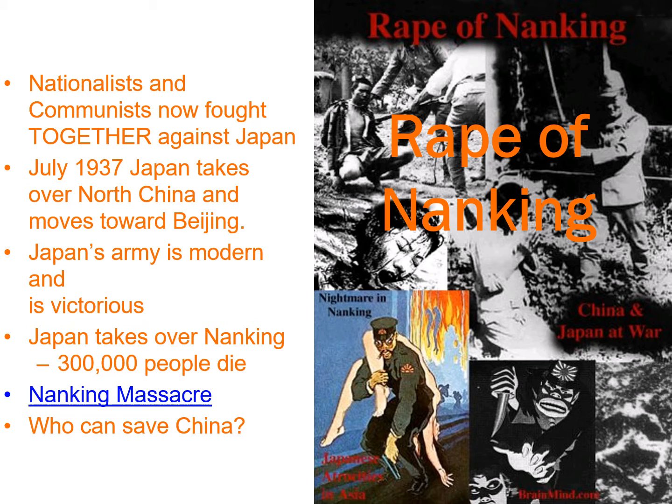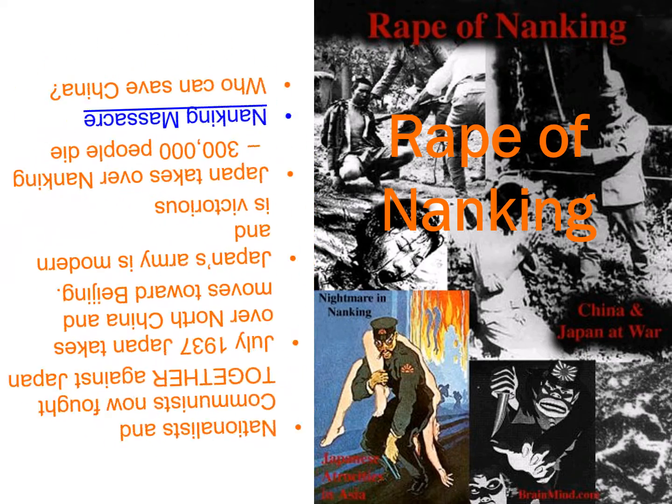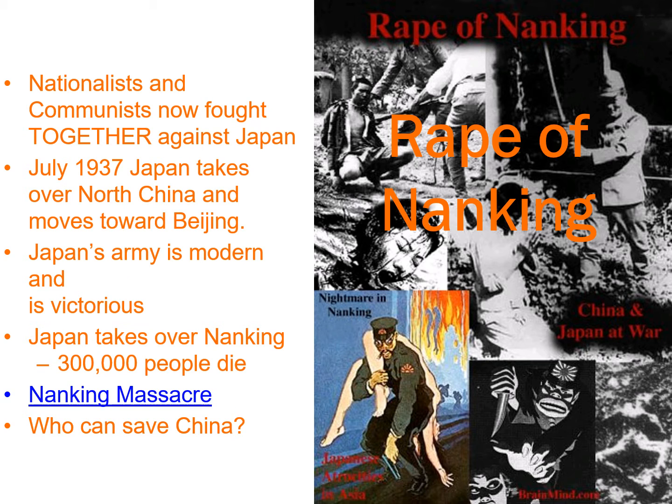The Rape of Nanking brought the nationalists and the communists together. They had a common enemy, which was Imperial Japan, as these propaganda posters and images have shown. In July 1937, Japan took over North China and was moving towards Beijing. Japan's army was modern and was mainly victorious, and they had taken over the city of Nanking, where over 300,000 people would die. This is the Nanking Massacre, or the Rape of Nanking. This is an event which is still unresolved between these two countries today, and is something that the communist government will often mention.